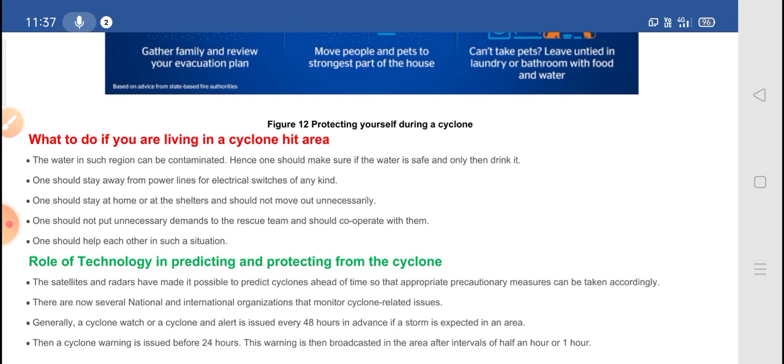Second, there are now several national and international organizations that monitor cyclone related issues, right? Generally a cyclone watch or alert is issued 48 hours in advance, when a storm is expected in the area, right? So we can get information about the cyclone in advance with the help of technology. And finally, a cyclone warning is issued 24 hours before. This warning is then broadcast in the area at intervals of half an hour or 1 hour, right? In this way we can protect ourselves from the cyclone.